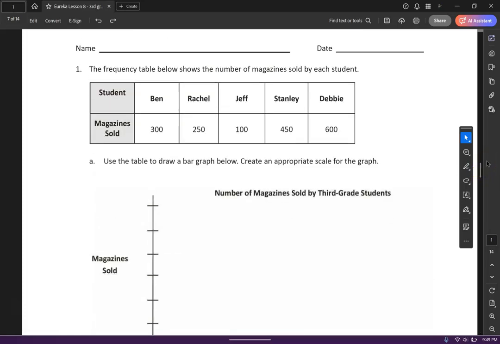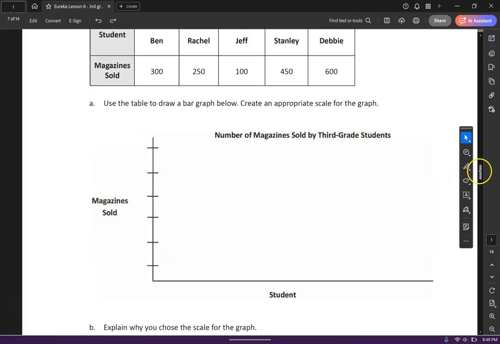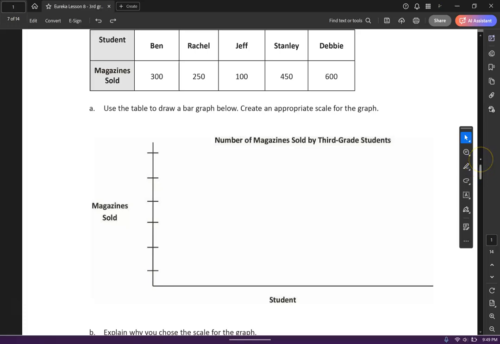Use the table to draw a bar graph. Create an appropriate scale for the graph. So we have the number of magazines sold, the title, and then at the bottom we have the students. Okay, so we have to figure out what we're going to label the magazines sold.